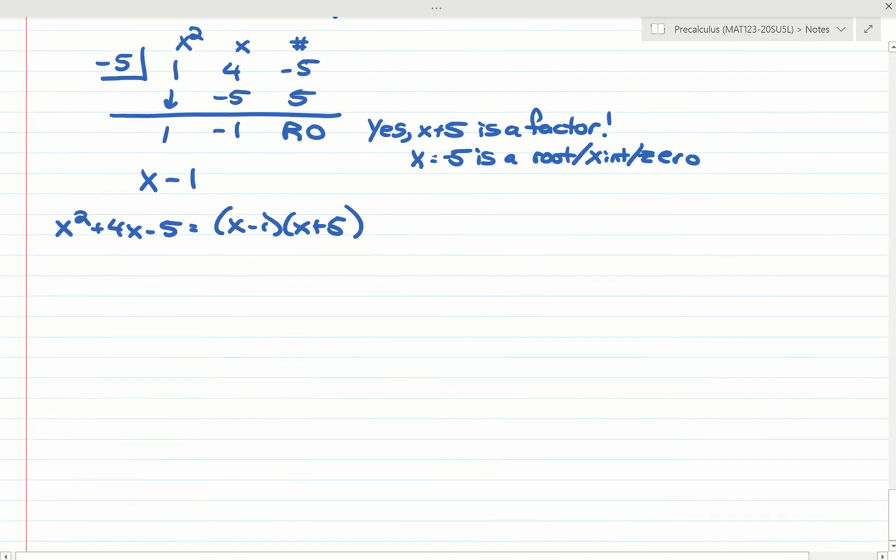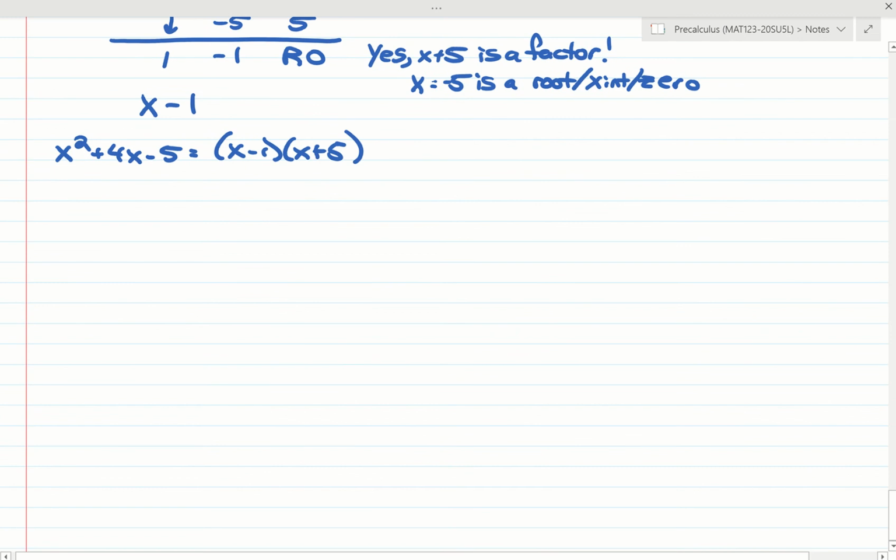I want to finish by returning to what we mentioned before, something called the Factor Theorem. Or let's actually start with what's called the Remainder Theorem.